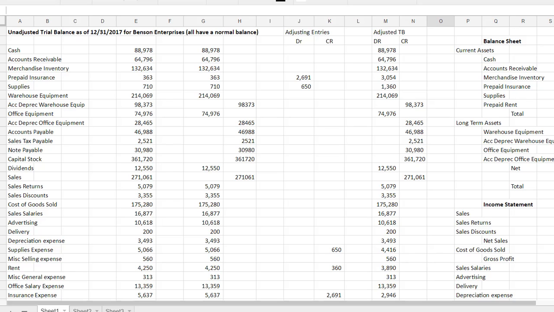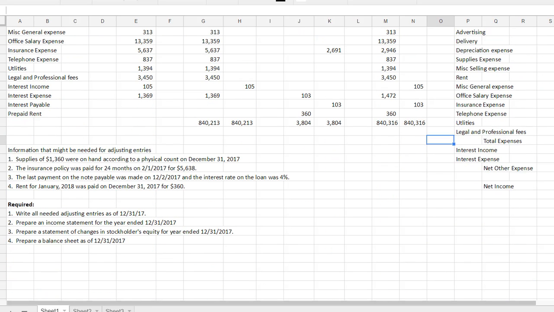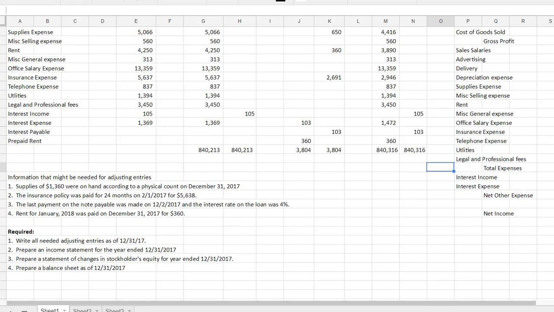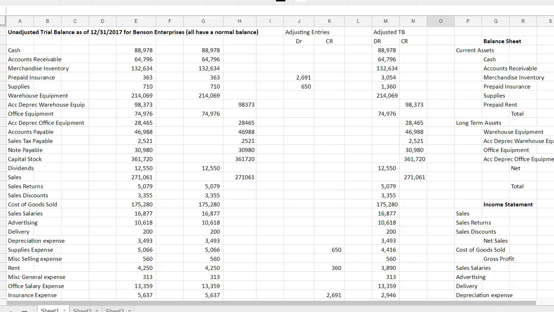So we need to be more proactive than we generally are in terms of determining that ourselves in real life. But we gave you some information to help you along your way, and like we anticipated, there's some information about supplies. So we took a physical count on December 31st, 2017. We found 1,360 were on hand. Now, if we go to our trial balance, there's only 710 listed.